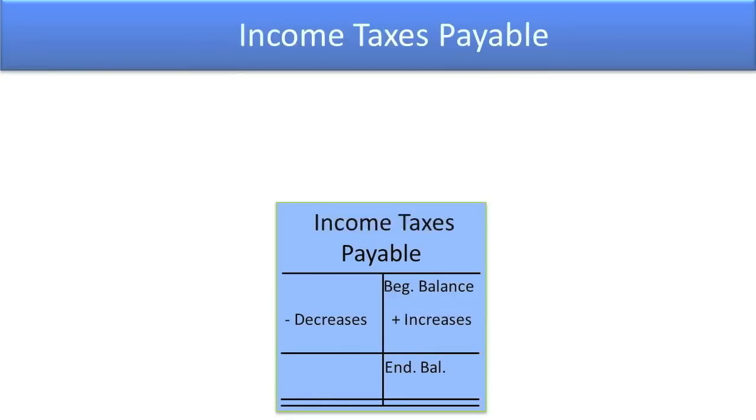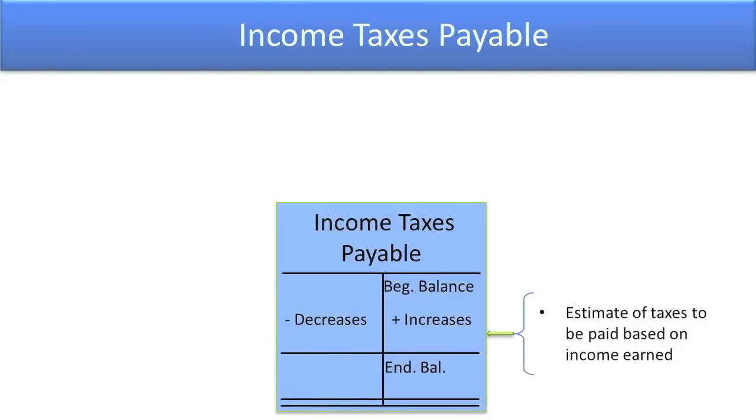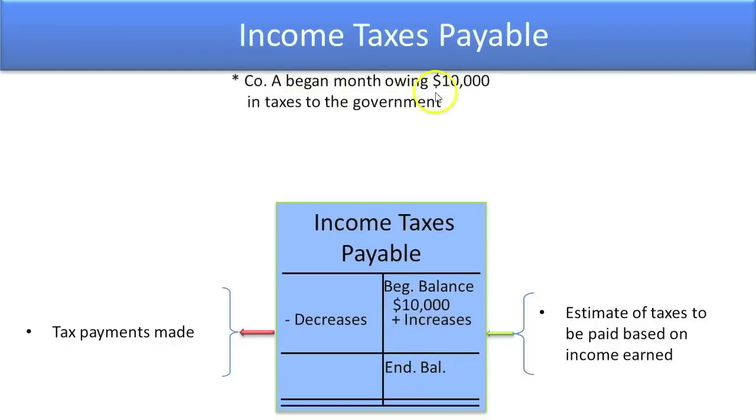Income taxes payable represent amounts owed to various governmental entities based on the company's income. It increases when the company earns income and estimates the taxes it will have to pay on it. It decreases when the company makes the required tax payments. Company A began the month owing $10,000 in taxes to the government.